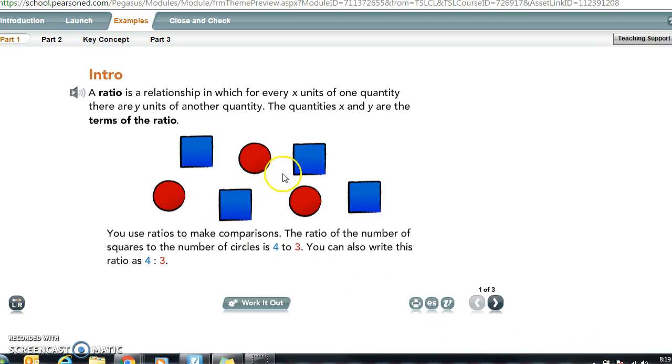So since there are 4 squares and 3 circles, we know that we could write it 4 to 3, where the colon means comparison or "to".